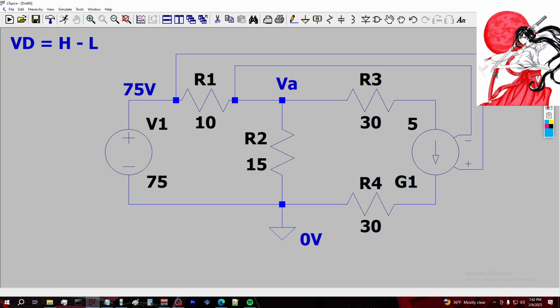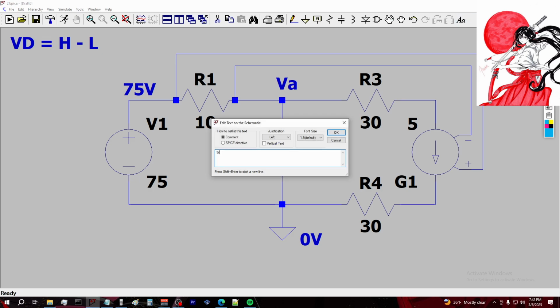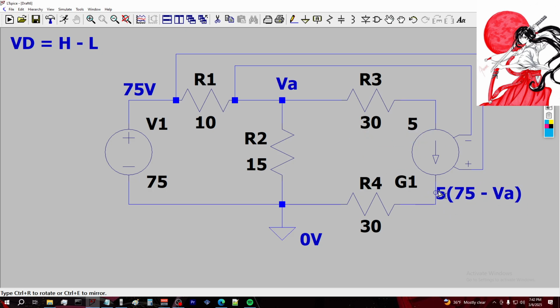Now, we also know the current traveling through this wire already, because of this voltage dependent current source. What is the current traveling through this wire? Well, it's going to be the voltage difference of the high potential, 75, minus the low potential, VA, because that's the voltage difference across this resistor. It's the high potential minus the low potential. So we have 75 minus VA multiplied by a gain of 5. Let's write that equation: 5 times (75 minus VA) equals the current in that entire circuit. All right.